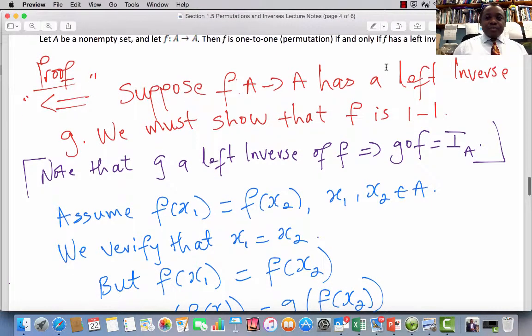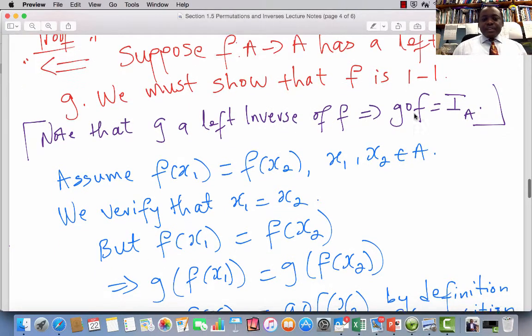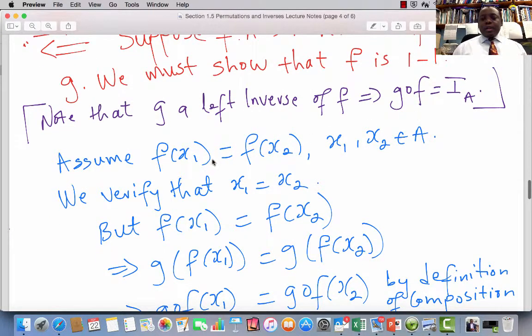Let's go ahead and prove this little lemma. We're going to prove the reverse direction first. Suppose f from A to A has a left inverse g. What that simply means is that g composed with f is the identity map, I_A. We want to show that f is one-to-one. So assume f(x1) equals f(x2), where x1 and x2 are elements in A. We have to verify that x1 equals x2.